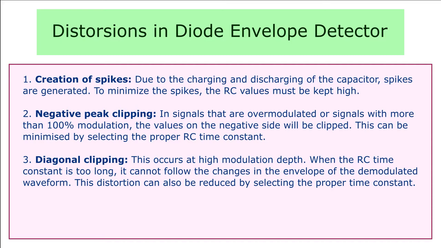3. Diagonal clipping. This occurs at high modulation depth. When the RC time constant is too long, it cannot follow the changes in the envelope of the demodulated waveform. This distortion can be reduced by selecting the proper time constant.